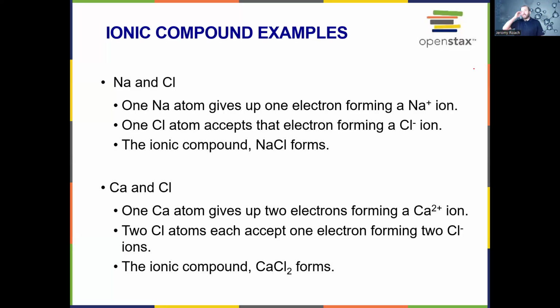Another example is calcium and chlorine. Calcium gives up two electrons and becomes Ca2 plus, and two chlorine atoms each gain one electron. So it forms the ionic compound calcium chloride, CaCl2. These examples show us the importance of balancing out charges when we're forming these different compounds.